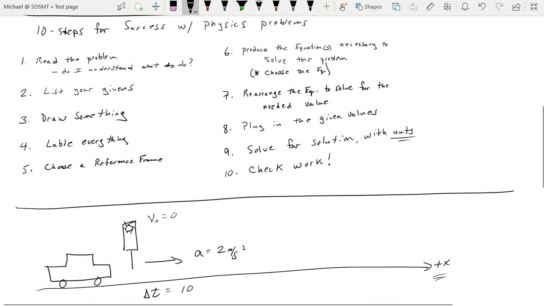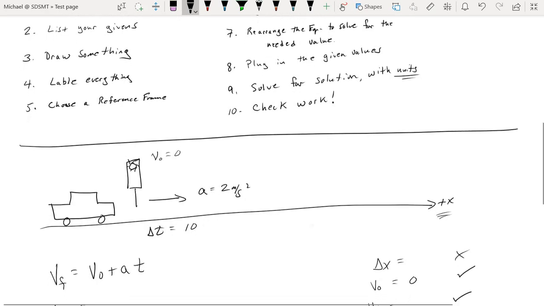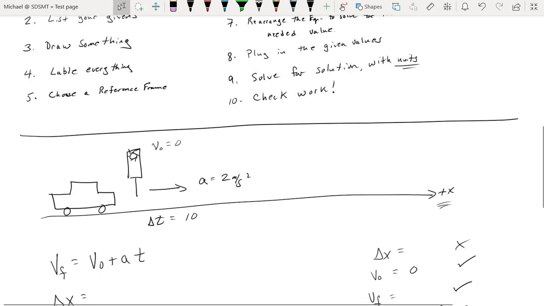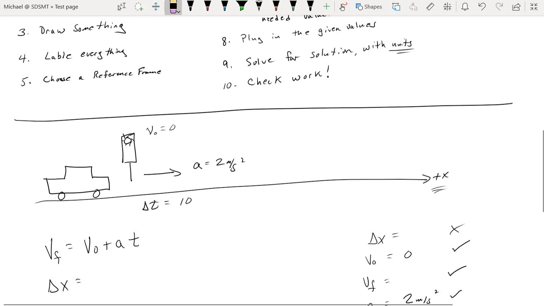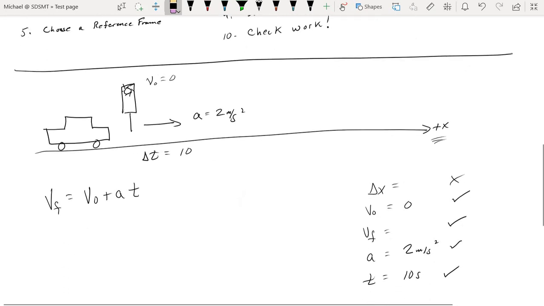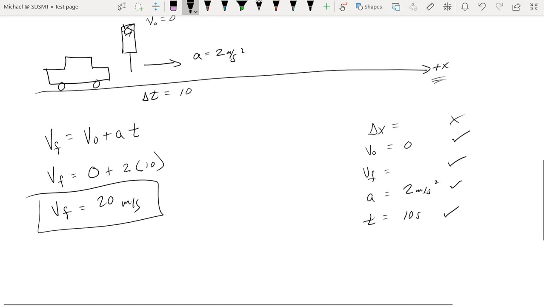So in our 10-step problem solving process, we are at step 7. We want to make sure that the equation is rearranged for the value that we're solving for. I'm going to get rid of this just for the moment so that we can plug in our numbers. Step 8, plug in your givens. 0 plus 2 times 10. Step 9, solve for your answer with the appropriate units. We have 2 times 10 is 20, and the units of velocity are meters per second. So there we go. There's our final velocity, and I'm going to go ahead and squeeze that in here.